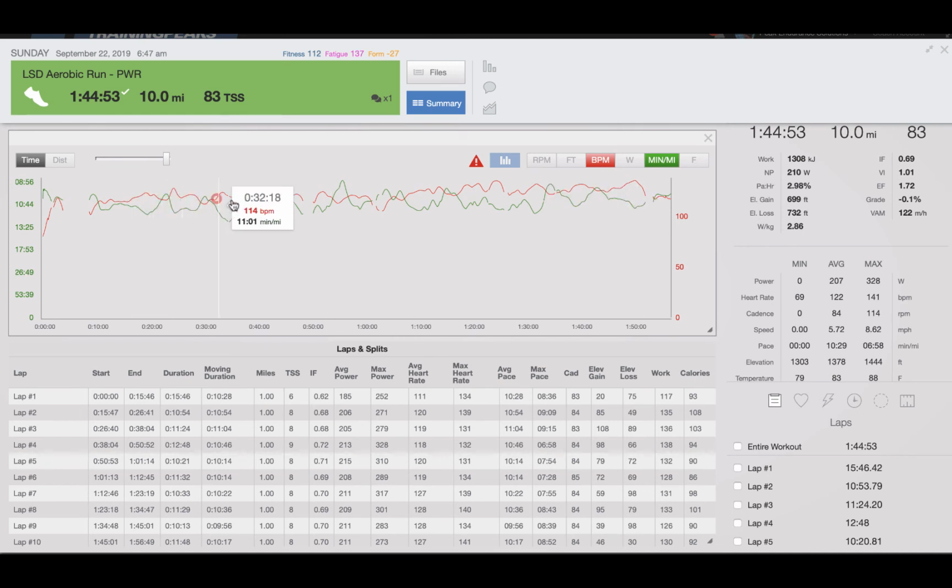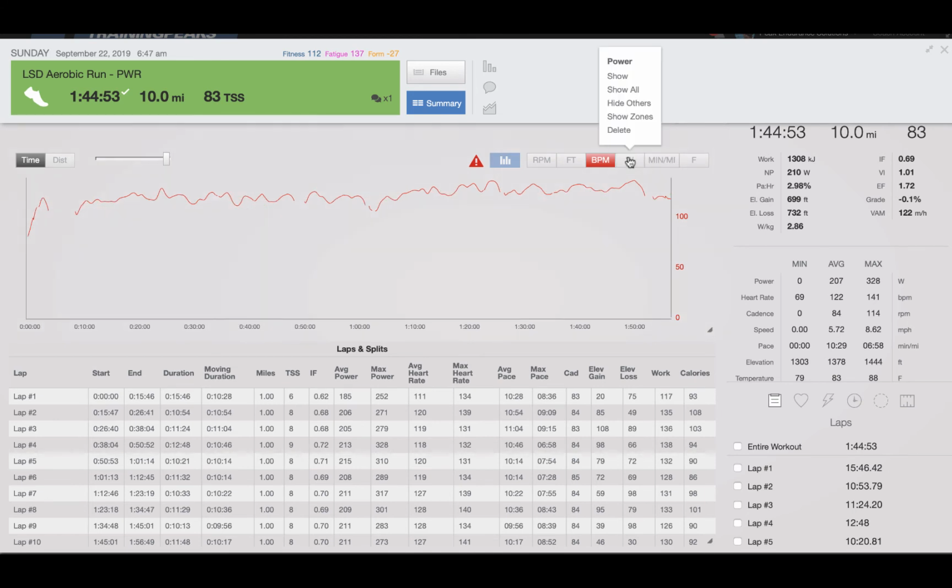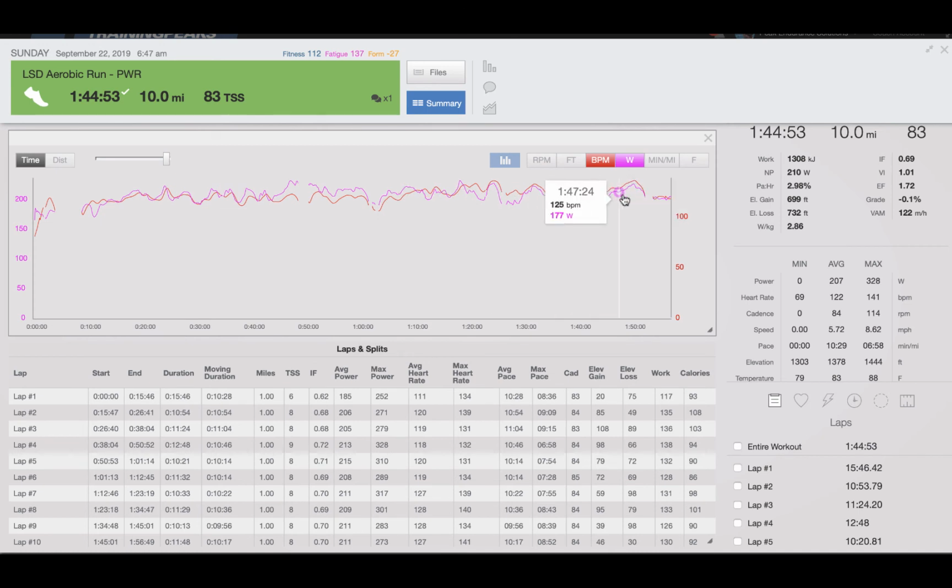But you'll see that there's not a lot of separation here. So my pace and my heart rate stay coupled together, right? There's not this big divergence. And then if we go back to the power output, you'll see that they also stay together. There's not this big divergence.